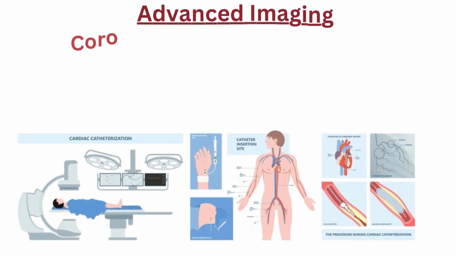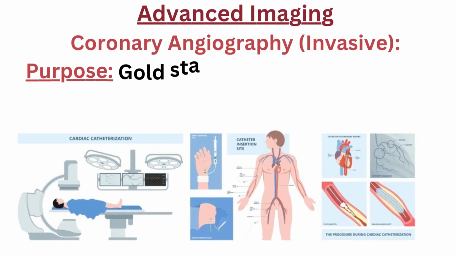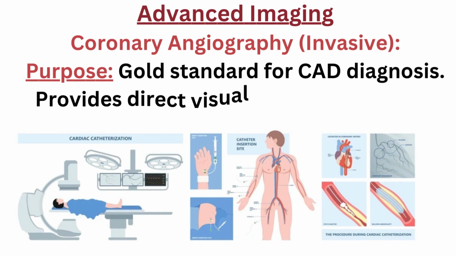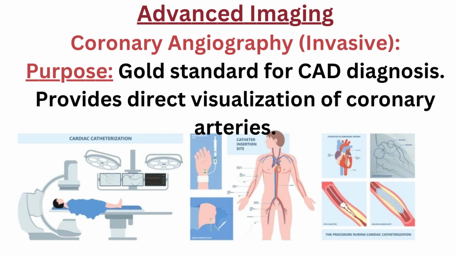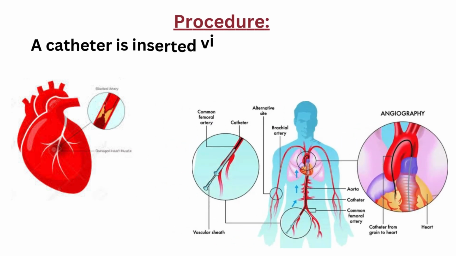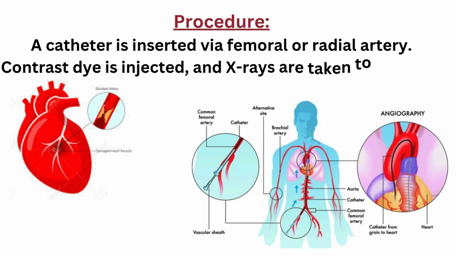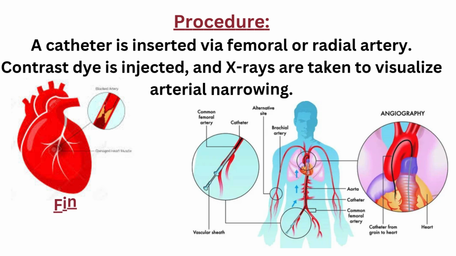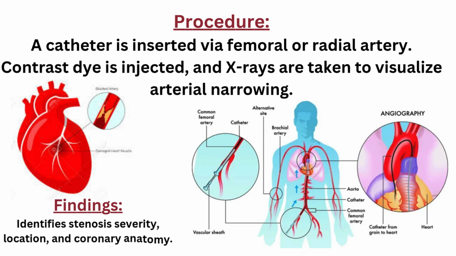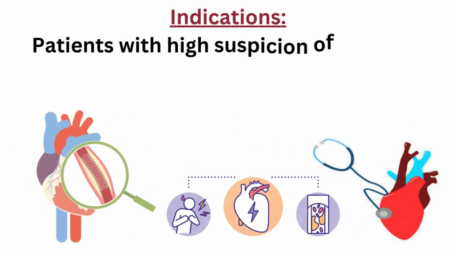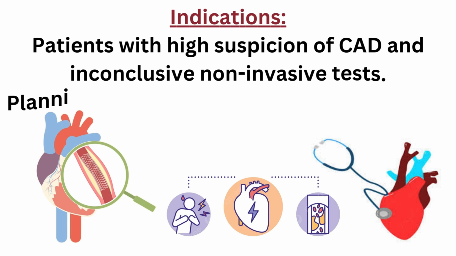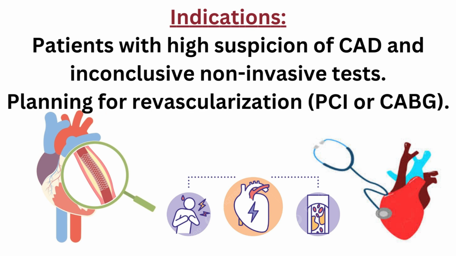Advanced imaging. Coronary angiography, invasive. Purpose, gold standard for coronary artery disease diagnosis. Provides direct visualization of coronary arteries. Procedure. A catheter is inserted via femoral or radial artery. Contrast dye is injected, and X-rays are taken to visualize arterial narrowing. Findings. Identifies stenosis severity, location, and coronary anatomy. Indications. Patients with high suspicion of coronary artery disease and inconclusive non-invasive tests. Planning for revascularization, PCI or CABG.